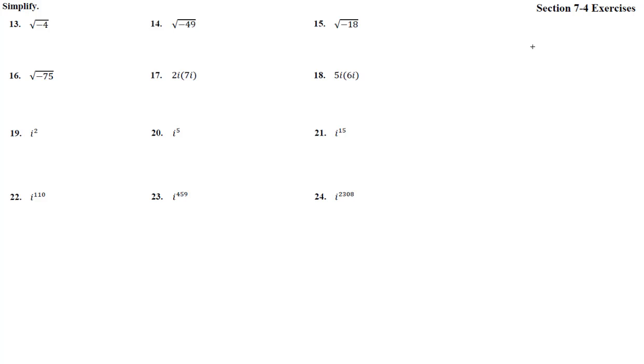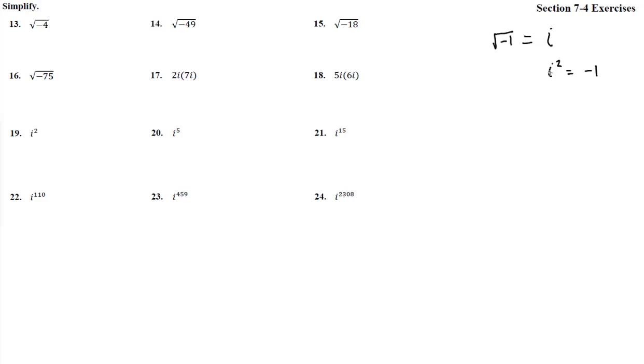Here we are in section 7-4, exercises 13 through 24. On this, let's recall, we're dealing with i. If you ever have a power bigger than 1, it will always simplify down. So i squared, i times i, is -1. Let's remember that. The square root of -1, that's what i is. And so i squared is -1.